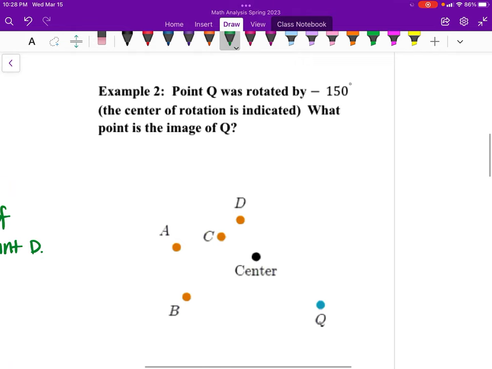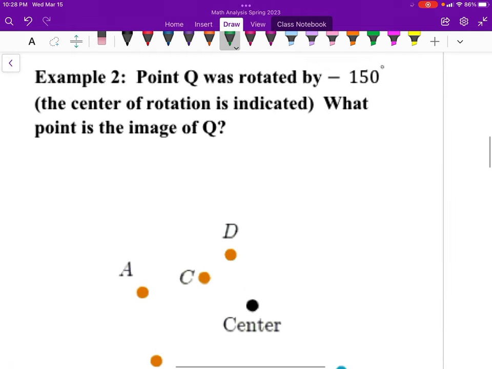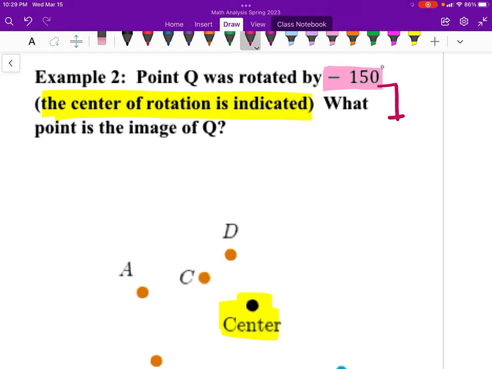Now, let's go ahead and move on to example 2. In this one, it says that point Q was rotated negative 150 degrees. The center of rotation is indicated. So it doesn't necessarily have to be the origin, but if they are telling you that the center is a certain point, which in this case they are, then we have to go based on that. They're also telling us that we have a negative 150, which means we're moving in a clockwise direction.